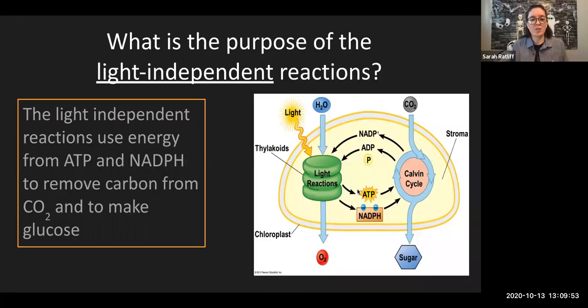When we're making this sugar, we need to use energy. And that energy is coming from our ATP that we just made in our light reaction, and the NADPH, which holds electrons, which are another type of energy. So our electron carrier is carrying those electrons from the light reaction over to our Calvin cycle.